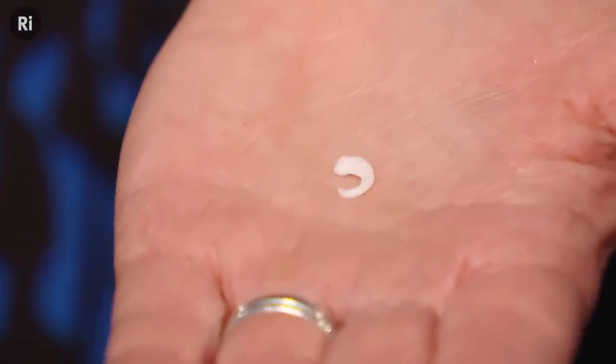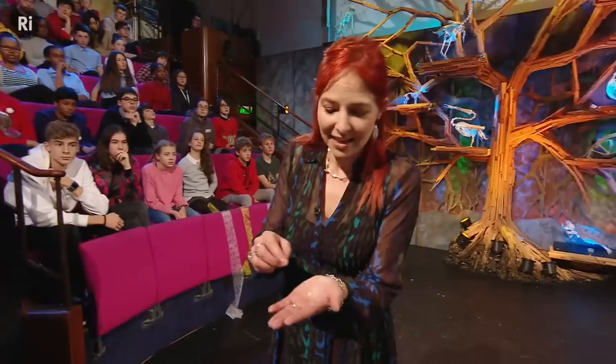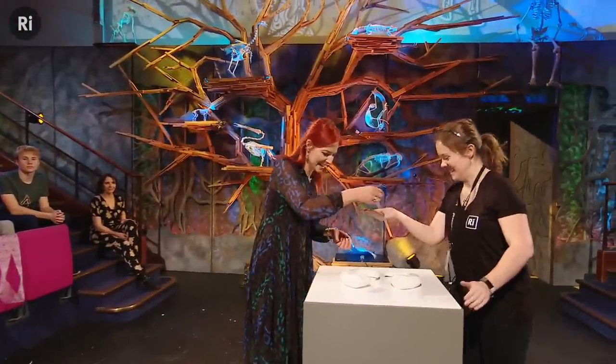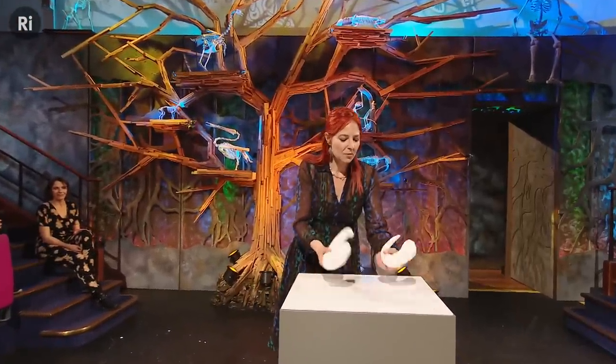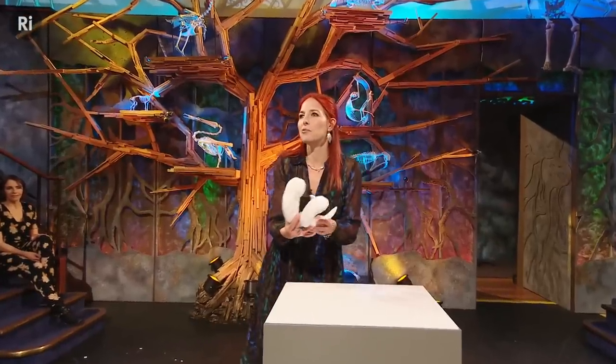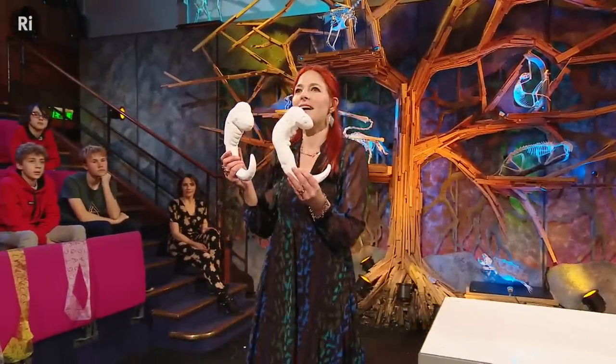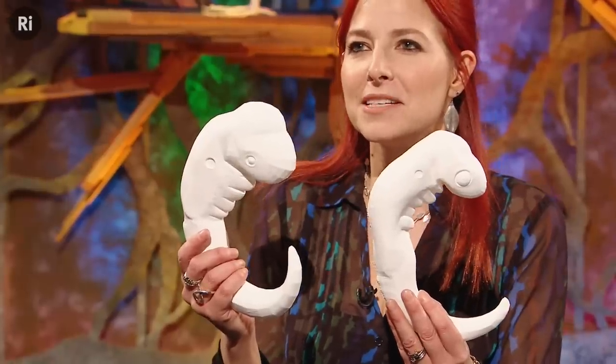We're not going to see them in this tiny little 3D print. So, can I give you that without sneezing? Yep. Thank you. So what we've done is we've scaled up the embryo to about 800 times its actual size at the end of the fourth week of development.